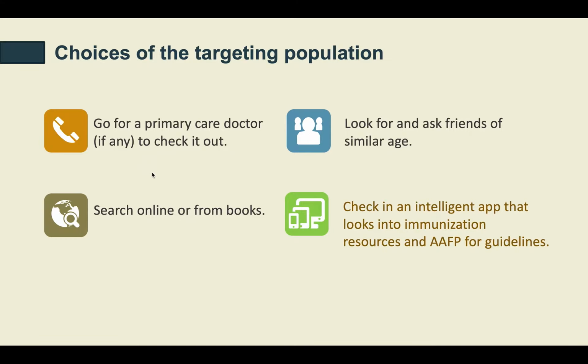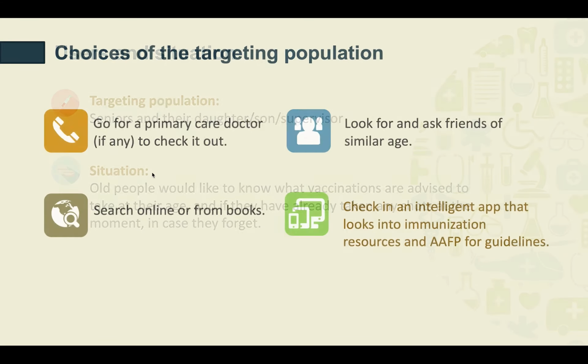Traditionally, maybe they will search online, ask friends, or go to a primary care doctor. But now they can just check in our intelligent app, which looks into the immunization guidelines of the CDC and their EHR data. Then the app can automatically and more accurately suggest the vaccinations they need, because it's based on JavaScript and the EHR data.